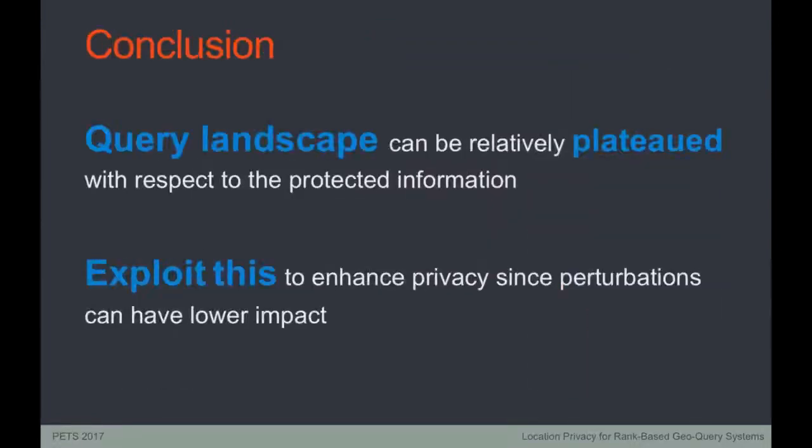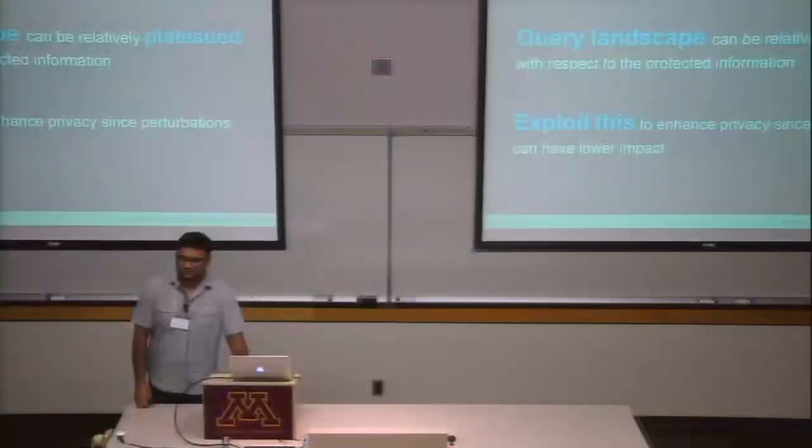Conclusion-wise, I just want to highlight that the landscape of query results is often plateaued in places, based on the POI distribution and so on. The privacy methods we have seen till now don't exploit that. So it would be useful to exploit that plateaued nature of the landscape and design maybe stronger privacy mechanisms in the future. Okay, thank you.